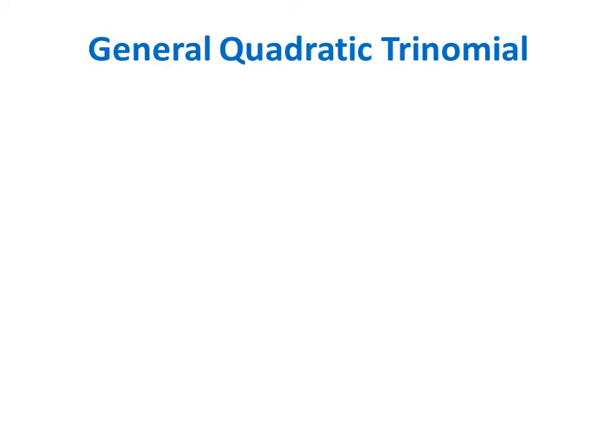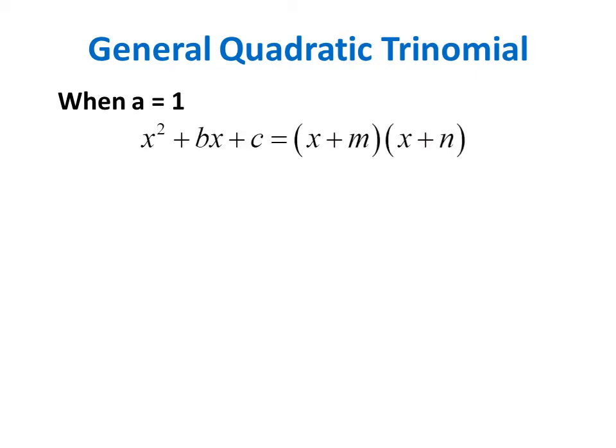In this video, we will learn how to factor general quadratic trinomials when the coefficient of the first term is equal to 1. The general form of a quadratic trinomial is ax squared plus bx plus c. But in this case, a is 1, so we only have x squared in the first term. The factors of this expression consist of two binomials with x and x, the square root of the first term, as the first terms in the binomial factors.